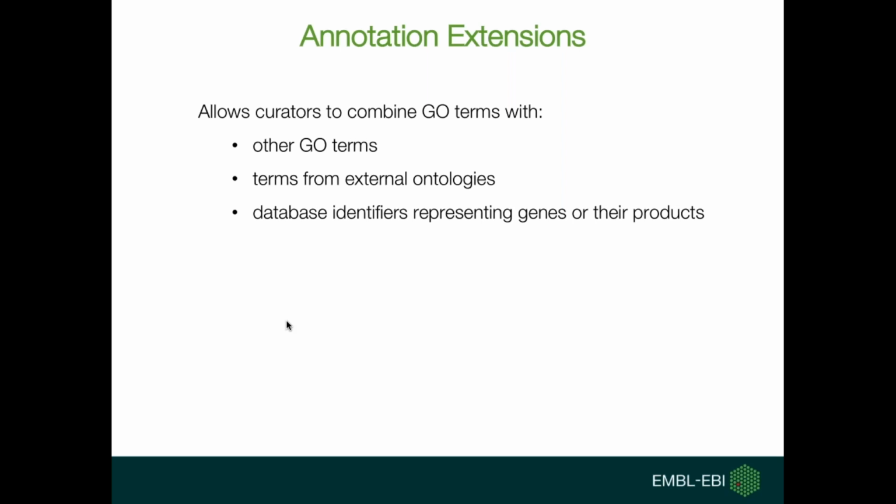So, and the other thing that allows us to do is use terms from external ontologies like Uberon. So if we want to say that this particular process happens in this particular type of cell. And on top of that, we can also use database identifiers representing genes or other products. So we can say that a DNA binding protein binds to this specific gene sequence using an Ensembl identifier.